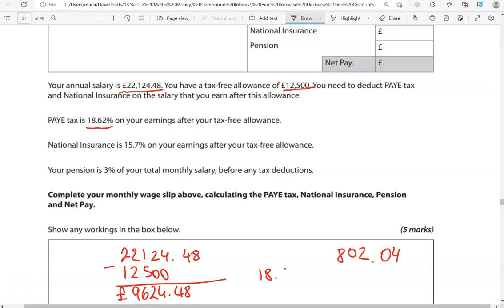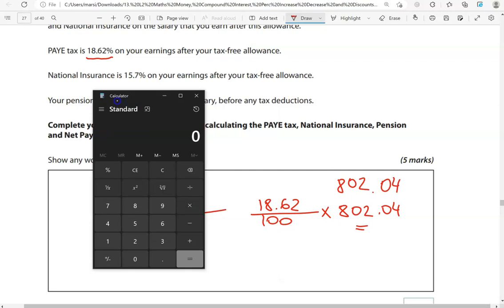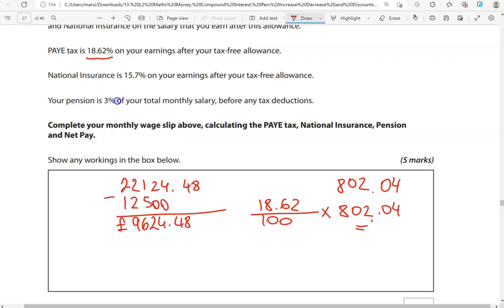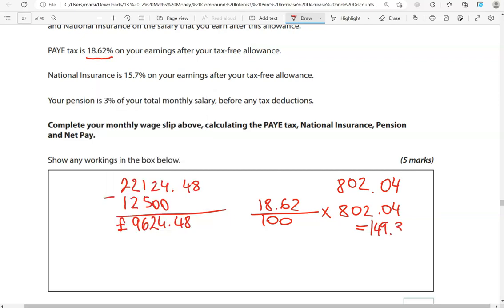Tax is at 18.62%, so 18.62 out of 100 of the amount, which is £802 and 4 pence. So 18.62 divided by 100 times 802.04 gives us 149.34.